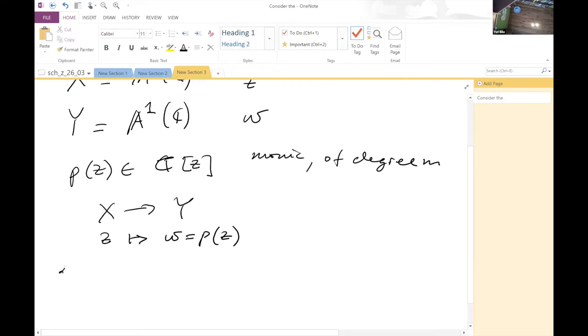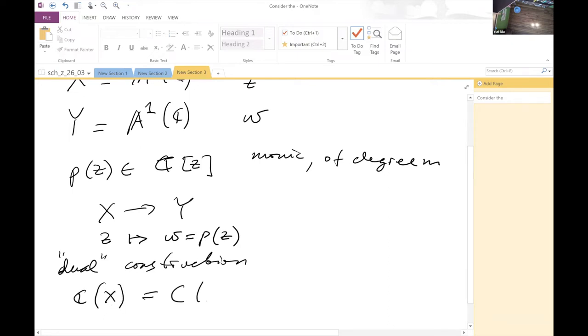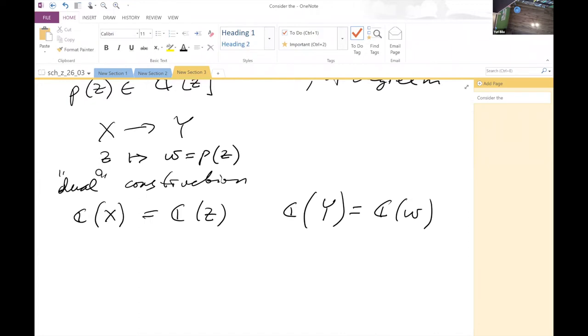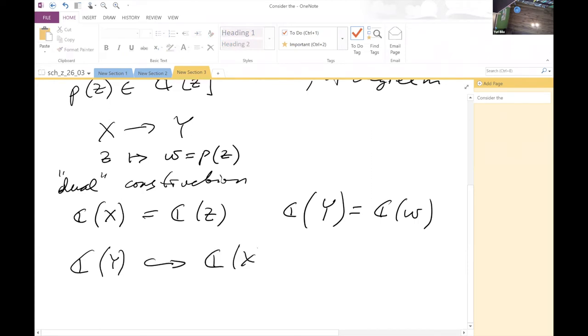There is of course a dual construction. We have the field of rational functions on X, which is generated by z, and the field of rational functions on Y, which is generated by w. This simply defines an embedding of C of Y into C of X by W goes to P of Z. The image of W will be this P of Z. So we may consider this field as a subfield of this.